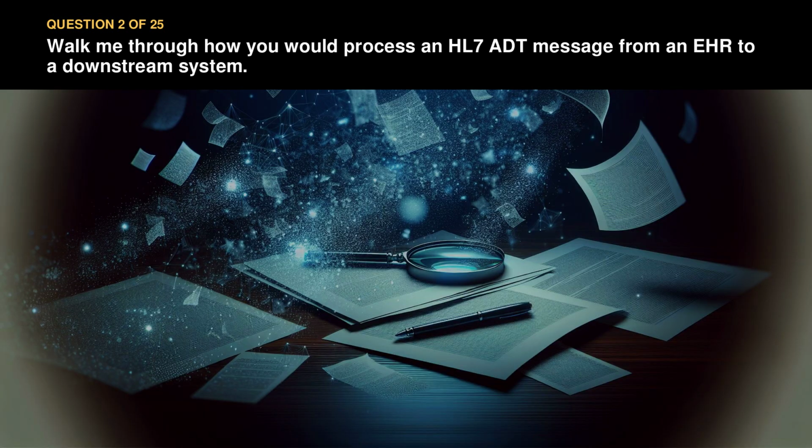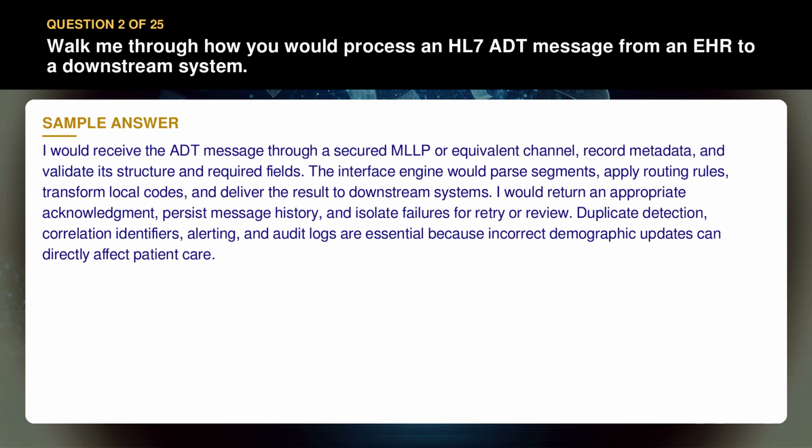Question 2. Walk me through how you would process an HL7 ADT message from an EHR to a downstream system. I would receive the ADT message through a secured MLLP or equivalent channel, record metadata, and validate its structure and required fields. The interface engine would parse segments, apply routing rules, transform local codes, and deliver the result to downstream systems. I would return an appropriate acknowledgment, persist message history, and isolate failures for retry or review.